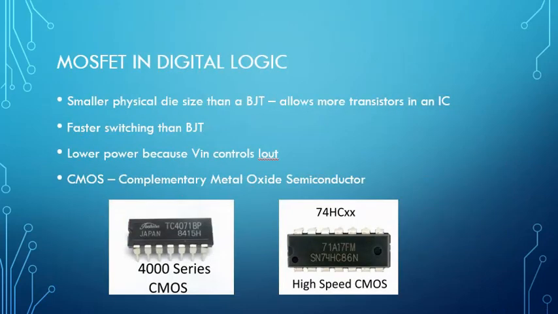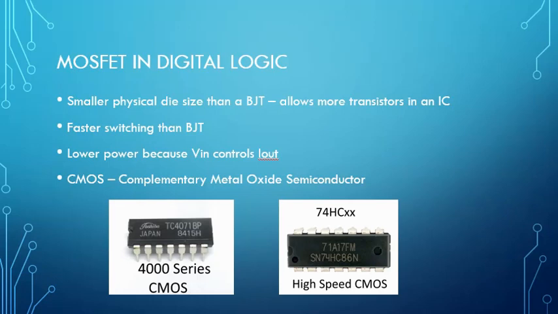MOSFETs in digital logic, we see them all the time. They're a smaller physical die size than a BJT, which allows more transistors in an IC. They're also faster switching than a BJT. 2N3904 is an example of a bipolar junction transistor that we used in the lab.